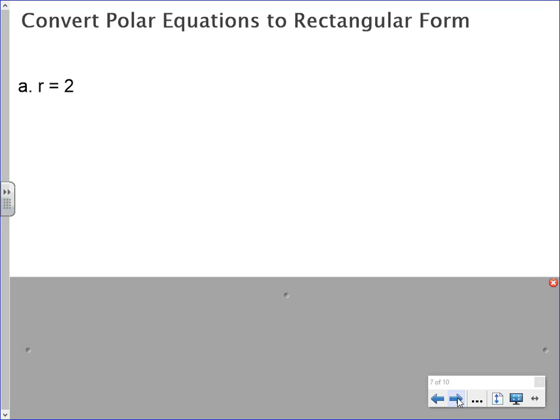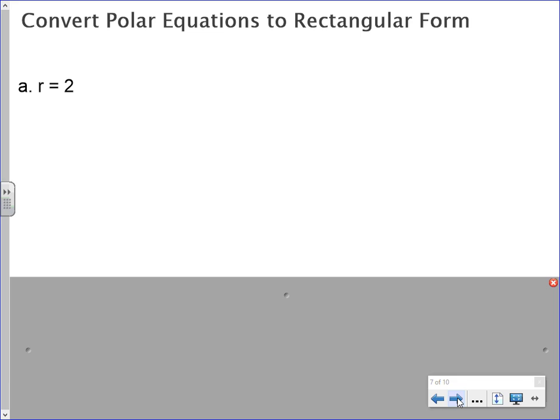Okay? So first of all, r equals 2. This is an equation. If I'm in polar form, r equals 2. What does that mean? What does that look like? R is always 2. Yeah, that's describing a circle because our radius is always 2.